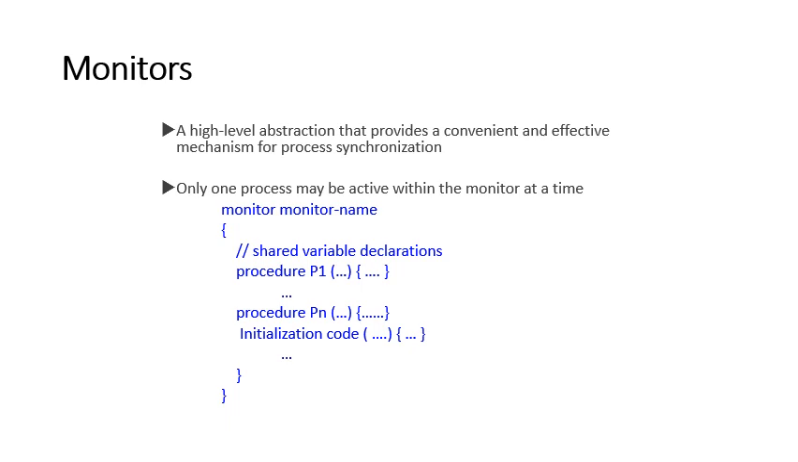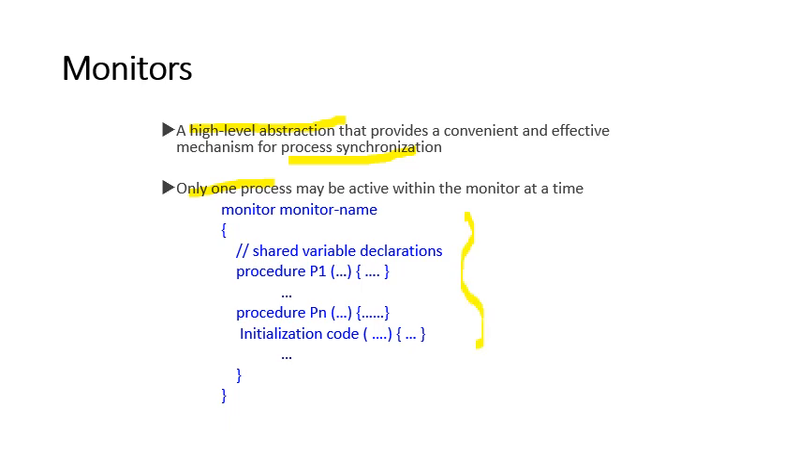It is a collection of condition variables and procedures combined together in a special kind of module or package. These monitors are high level abstractions. They provide a convenient and effective mechanism for process synchronization. So if you want a convenient and effective mechanism for synchronization, then we can go for monitors. In a monitor, only one process will be active within the monitor at a time. So if a process is entering into the monitor, only one process will be active.